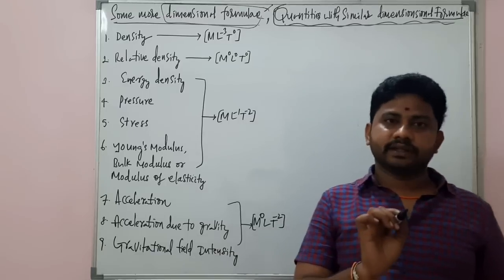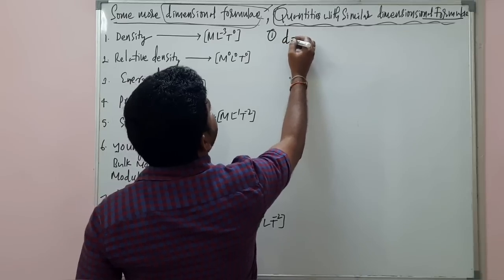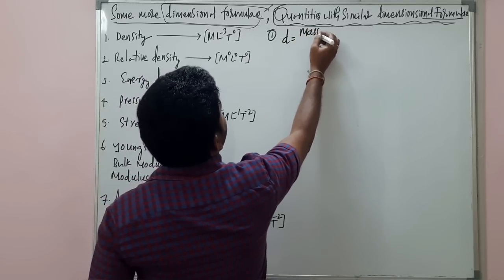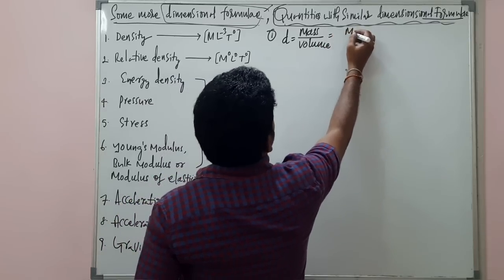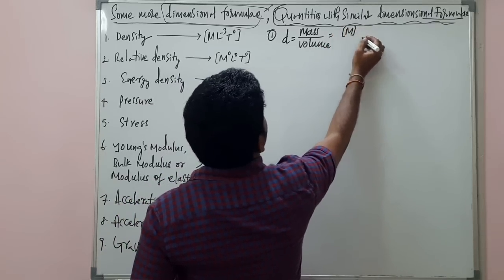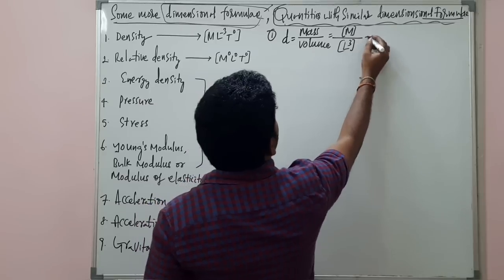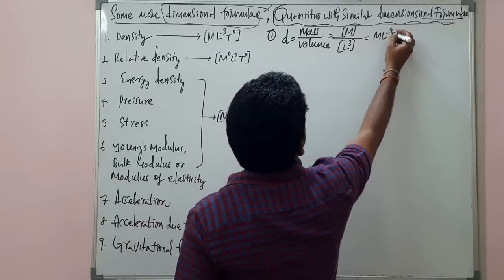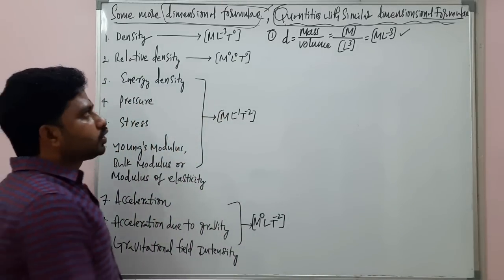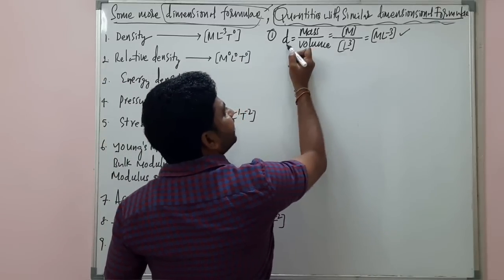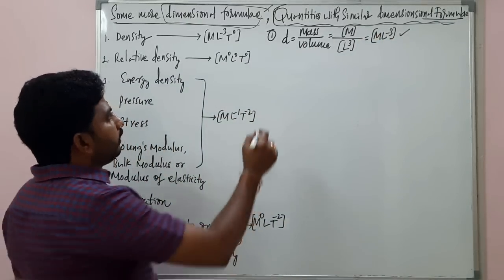Density. You know the density. So, one by one. Number 1. Density D is equal to mass by volume. Dimensional formula of mass is M, divided by volume, whose dimensional formula is L cube. So, you know it is ML^-3. So, that is density. Clear? Why is there no T here? This density is independent of time.